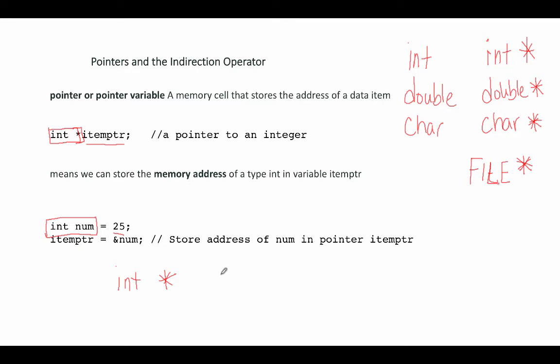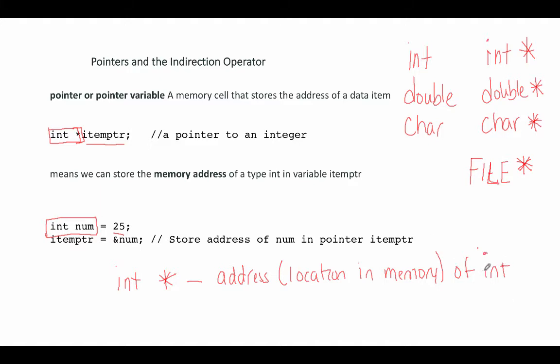But an integer pointer does not store integer data. What an integer pointer stores is an address, or in other words, a location in memory of an integer. I'm going to draw a diagram of this in the next slide, but I'm just giving you the overview.